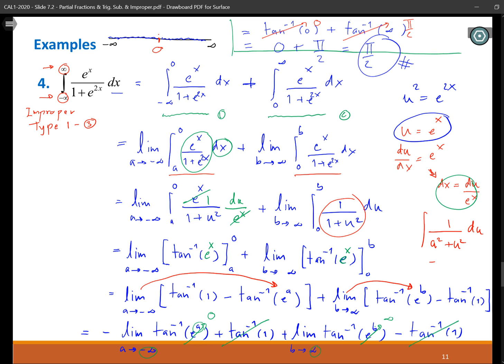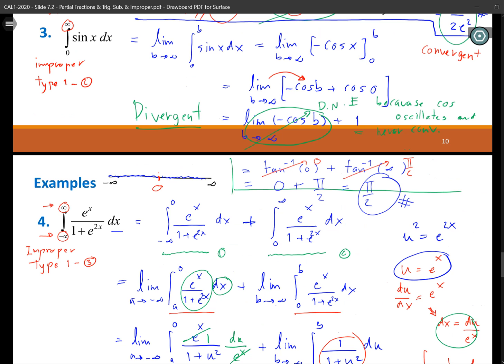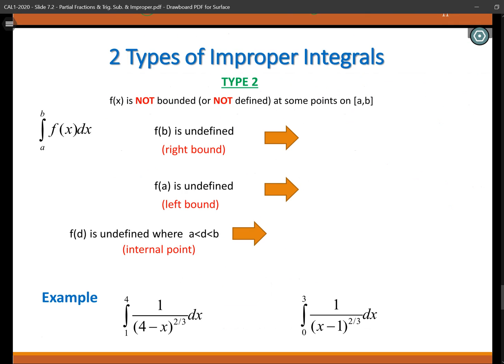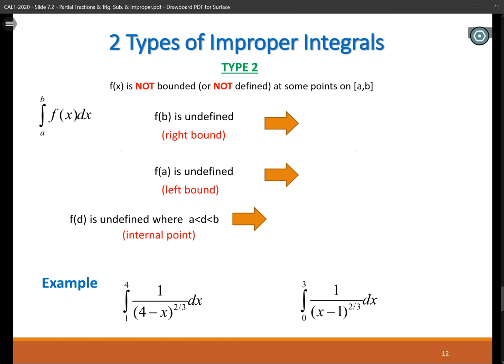Alright, so we have 4 examples for the type 1. Let's take a look at the type 2 here. I'm going to try to make this as quick as I can. I'm sorry for the long explanation on some of these examples. So let's take a look at type 2. Now let's take a look here. Type 2, if you can recall, this is about the problem with the function itself.